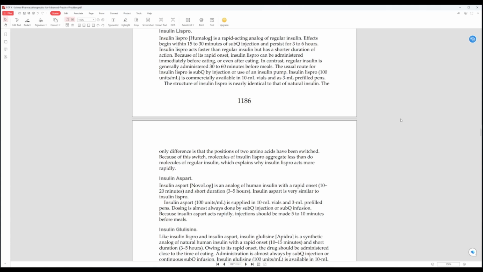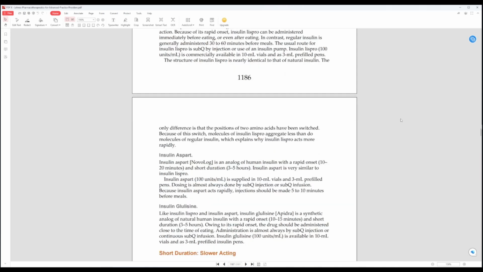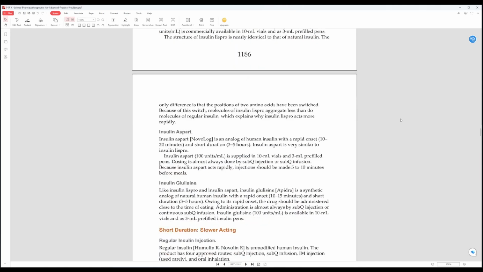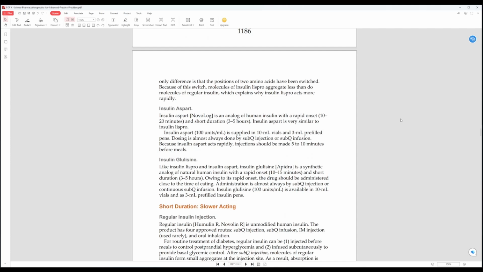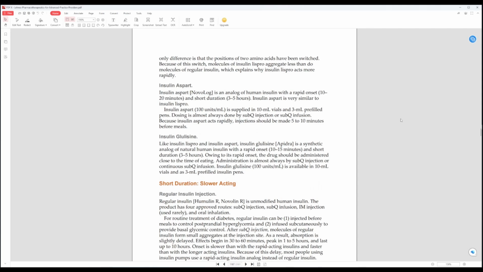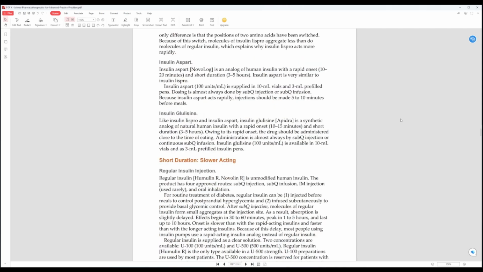The structure of insulin Lispro is nearly identical to that of natural insulin. The only difference is that the positions of 2 amino acids have been switched. Because of this switch, molecules of insulin Lispro aggregate less than do molecules of regular insulin, which explains why insulin Lispro acts more rapidly.